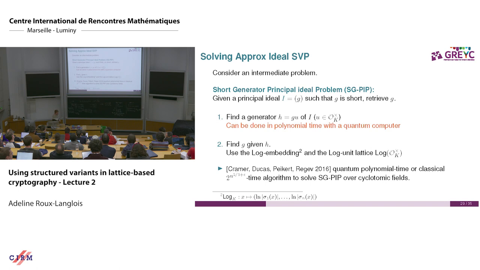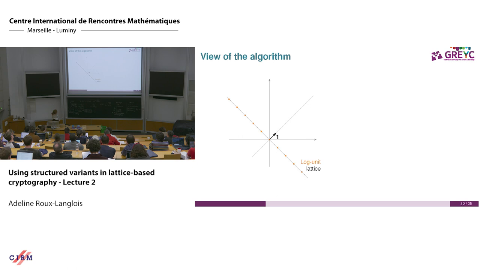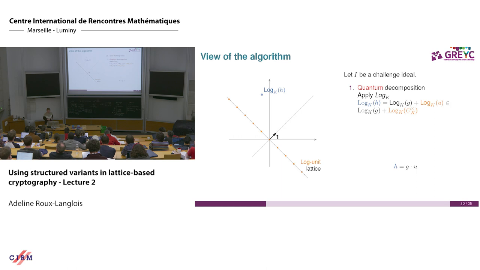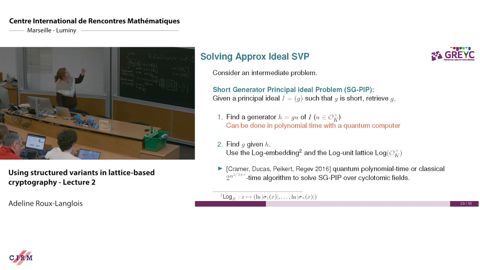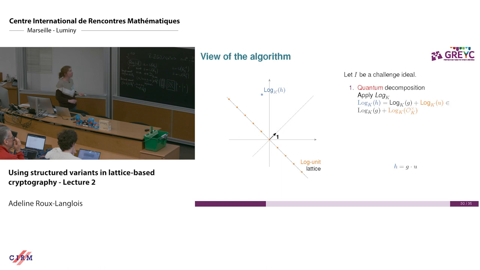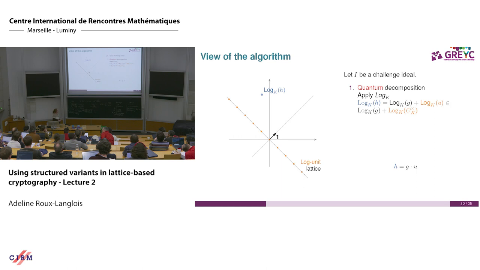And what is interesting for us is how this second step works. So we will try to see it on this picture. You have your ideal, and you had your first step, so you found this generator h, which is not small. And what you want from h, which is not small, is to find a g, which is small, in your ideal. So you apply this log embedding, and now you will have a target, which is the log embedding of h, and you will have your log unit lattice. And you know that your target, the log embedding of h, is equal to the log embedding of g plus the log embedding of a unit. And you want to find the log embedding of the unit, and the unit, to be able to find g.